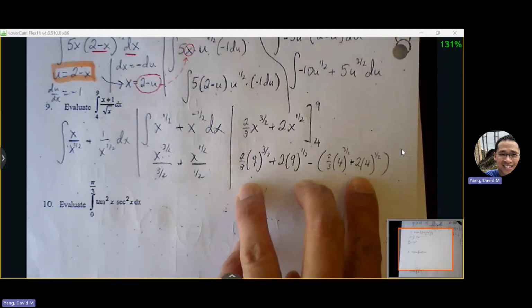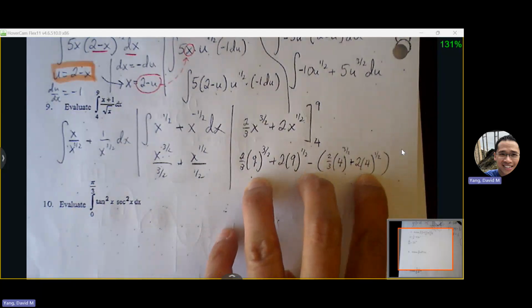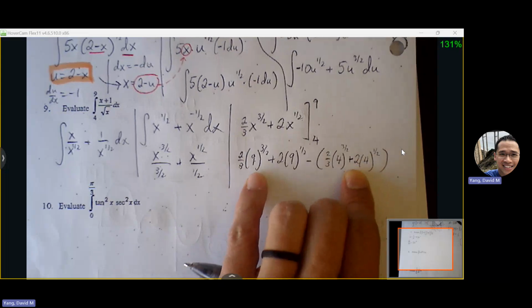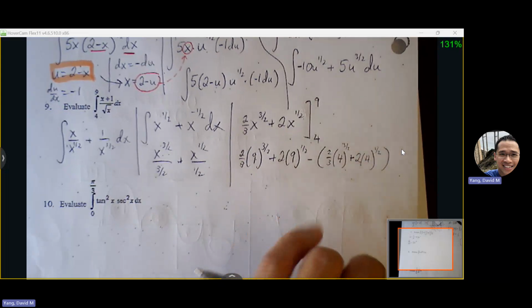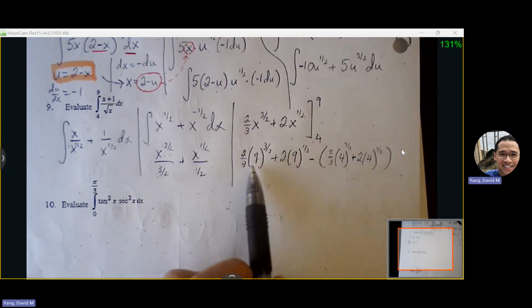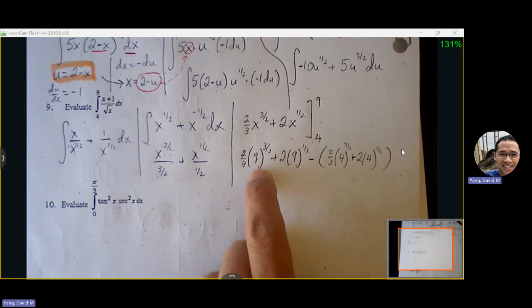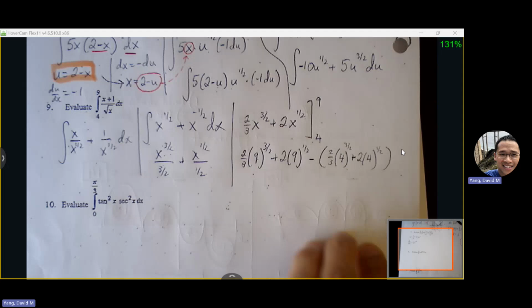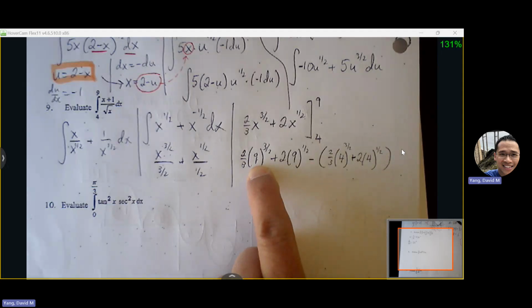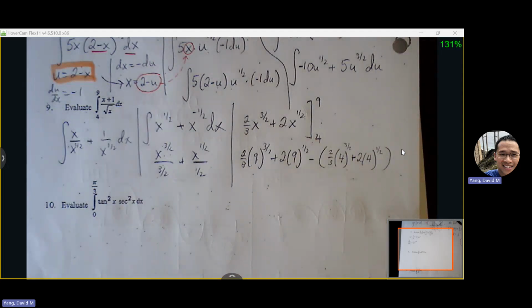If you leave your answer in this form, that's fine. AP exam will accept this solution as well. But I just want to show you that, let's say this was multiple choice, you may be expected to get it all the way down to a number. So I do want to point out something like this, like 9 to the 3/2. This is without a calculator here.